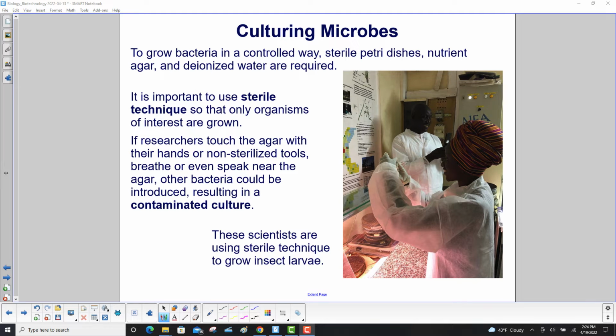To grow bacteria in a controlled way, sterile petri dishes, nutrient agar, and deionized water are required. It is important to use sterile technique so that only organisms of interest are grown. If researchers touch the agar with their hands or non-sterilized tools, breathe, or even speak near the agar, other bacteria could be introduced, resulting in a contaminated culture. These scientists are using sterile technique to grow insect larvae. And you can see we've got gloves on here, protective suits, hair is bundled up, and it doesn't look like they're talking to each other either.